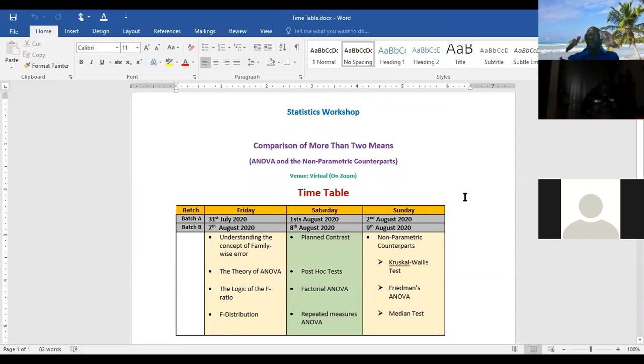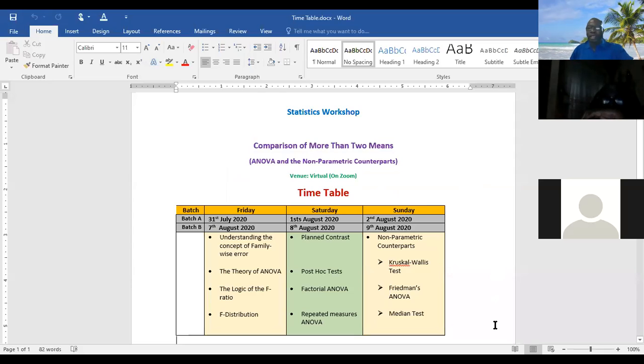So, as we know, the workshop is on comparison of more than 2 means. When you have 3 or 4 or 5 means, you're comparing them. That's what we are looking at, and we use Anova. If we assume that the data set follows normal distribution, we use Anova, and so we're going to be talking about Anova. If it doesn't follow normal distribution, we are also going to consider the non-parametric counterparts: the Kruskal-Wallis test, the Friedman Anova, and the median test.